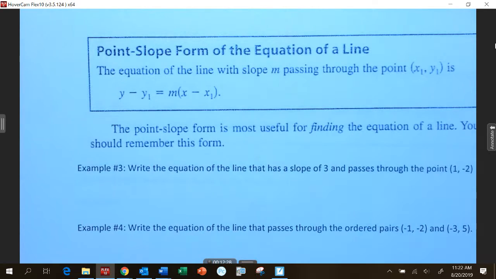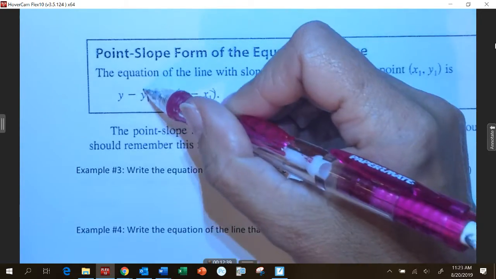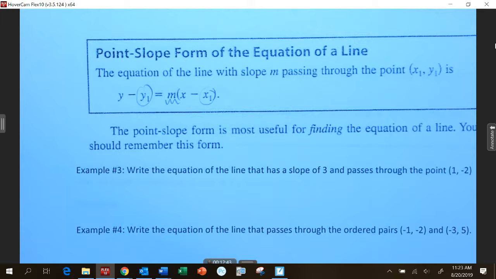Okay, the next form is point slope form. Point slope form is called point slope form because in the equation you pop in a point, ordered pair (x1, y1), and you put in the slope, m. So therefore it's called point slope form.